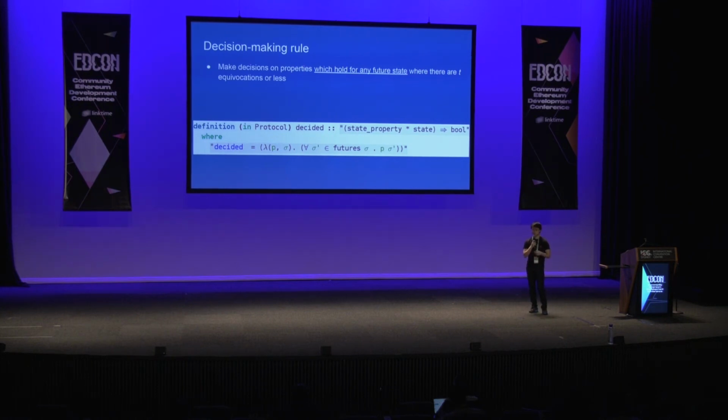In traditional BFT consensus protocols like Tendermint and PBFT, validators make decisions on blocks which have 2/3 of votes. But in CBC Casper, the decision-making rule is really strict, because a validator must make decisions which are proved to be true for any future state. So to actually detect these decisions, you need some heuristics called a safety oracle.